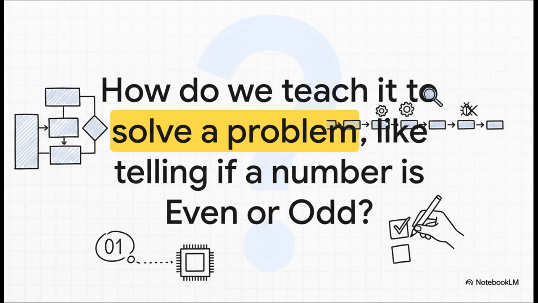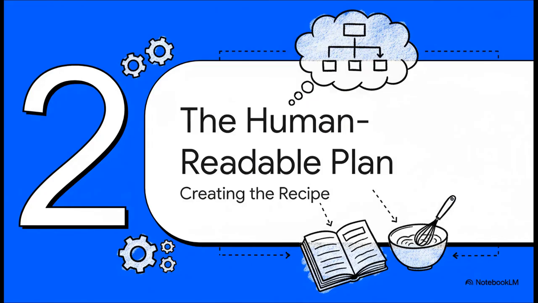Which brings us to our challenge for today. We're going to create a set of instructions for one super simple goal, telling a computer whether a number is even or odd. Now, for us, that's a piece of cake, right? But for a computer, it requires a perfect step-by-step plan with absolutely no room for error. And here's the thing. Before we even dream of writing a single line of code, we need a clear plan. And that plan has to be in a language we understand, plain old English. This is where the real problem-solving actually happens.